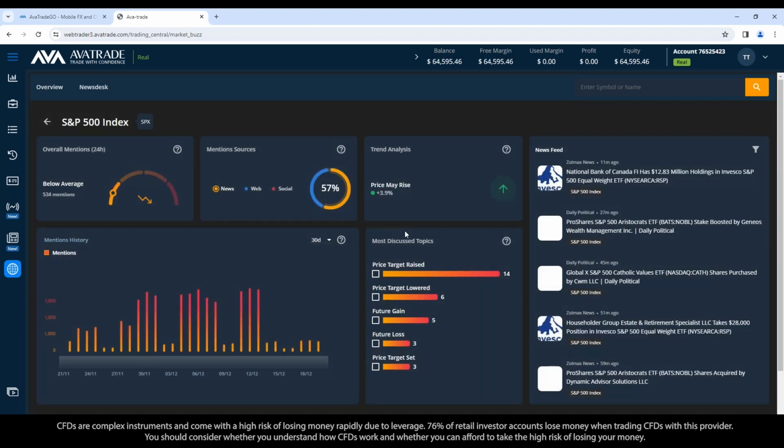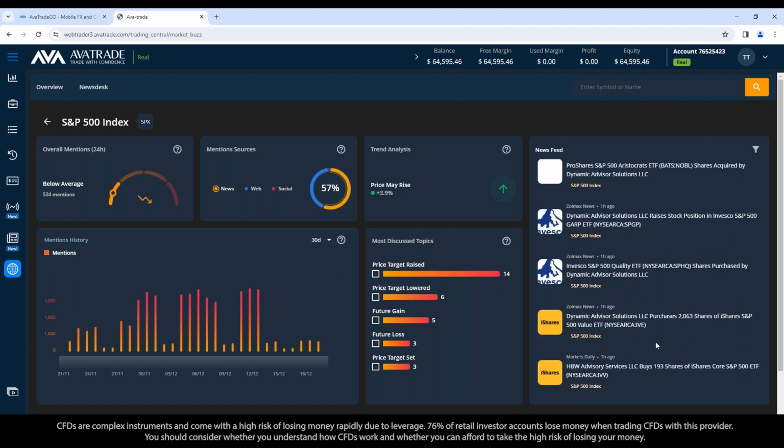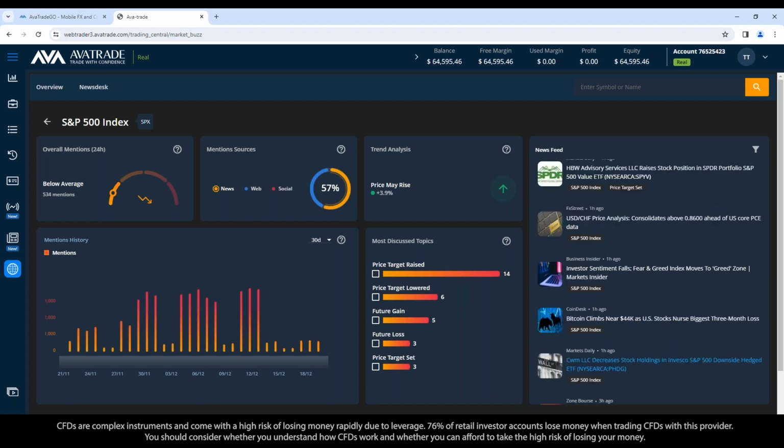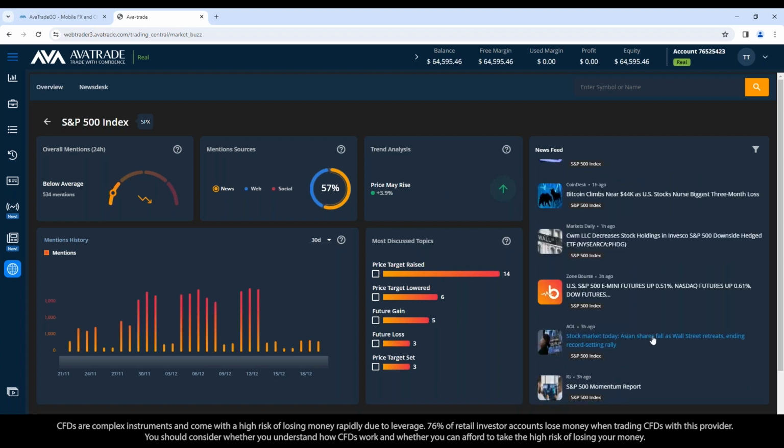Now, from a fundamental perspective, we can use this area to see if there are articles that might tell me something about the S&P 500 and what I might want to do with it. You can scroll down and look for articles that might be relevant and read the most recent news surrounding the S&P 500. Some of what you find might conflict with the trend analysis. That's okay. You can see if you find things that help you decide which way you think the market might move.